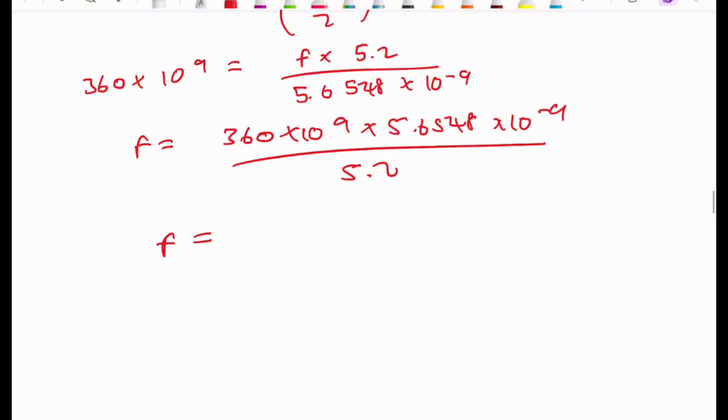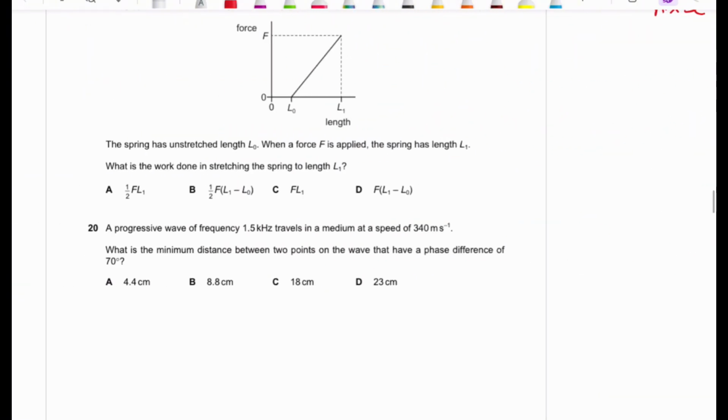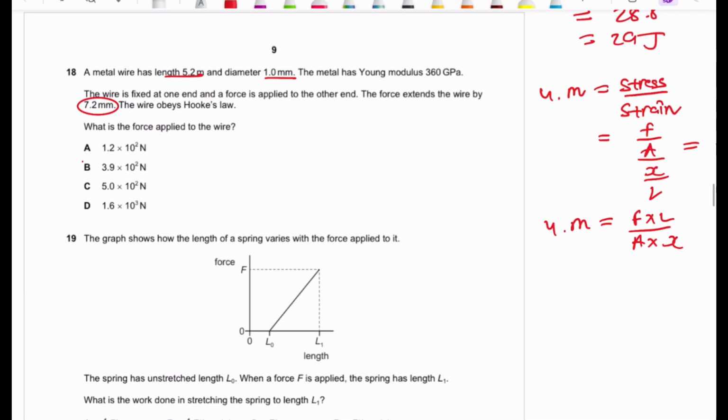So your force F is going to be therefore equal to 391, about 490 newtons. That's about 3.9 times 10 to the power of 2 newtons, right? So the answer is going to be B.